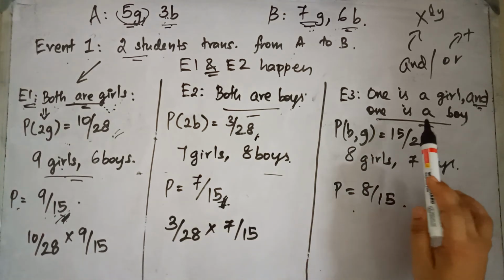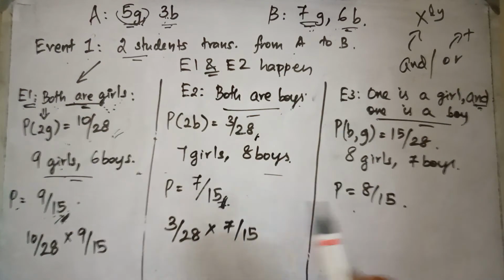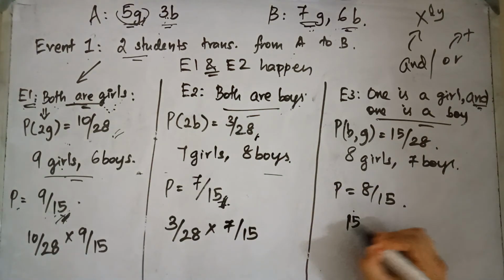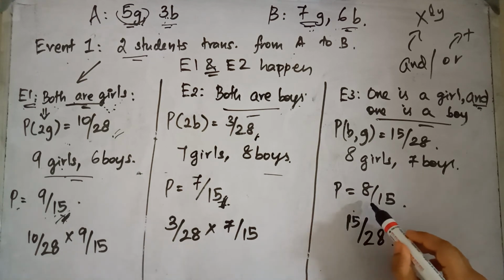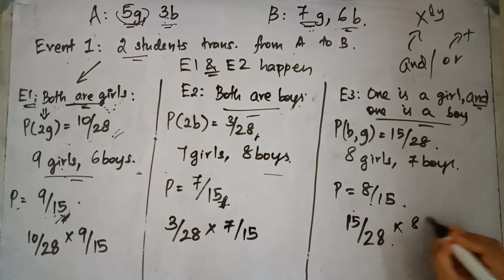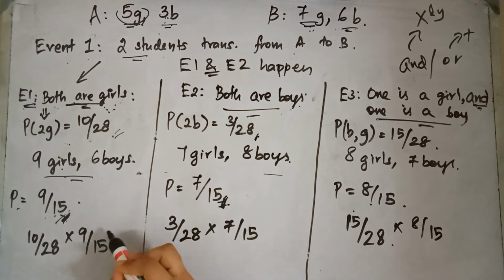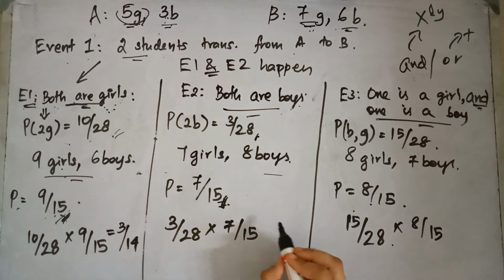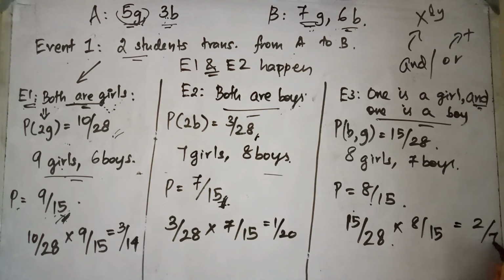In this case, the probability of choosing one girl and one boy from class A is 15 by 28. And the probability of choosing a girl from class B to represent the class is 8 by 15. So we'll have this as the probability. I have found the product of all of these fractions. This is 3 by 14. This is 1 by 20. And this is 2 by 7.